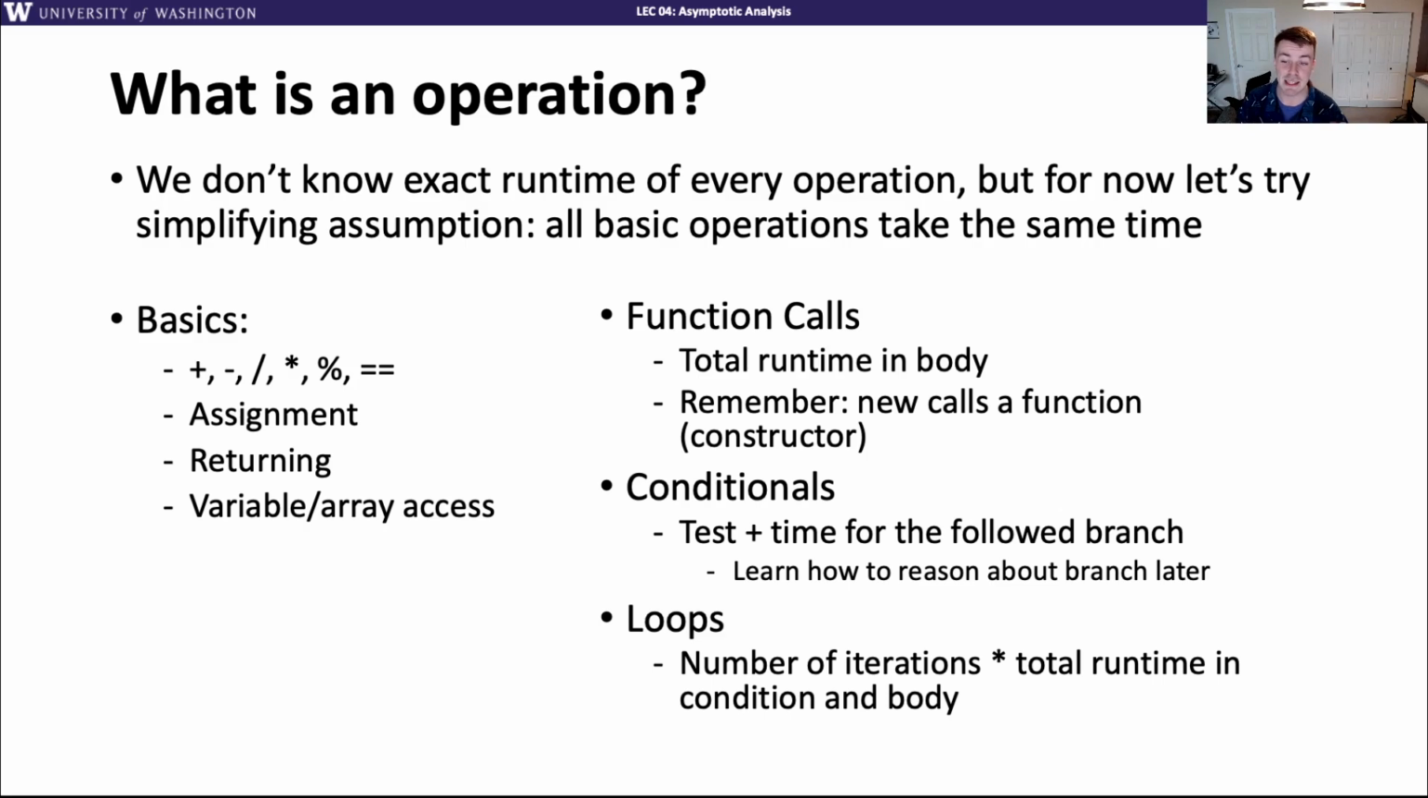Things like assignment or just returning a value or accessing a variable or an index in an array. We call those basic operations, and we're going to assume each one takes the same amount of time. We'll call that amount of time one step or one operation. Then you might be familiar, if sometimes in 143 they discuss it in this detail, if you have a function call, to call that function, you incur the number of steps in its body. And as a point to remember, whenever you construct a new object, that's also a function call. It calls its constructor.